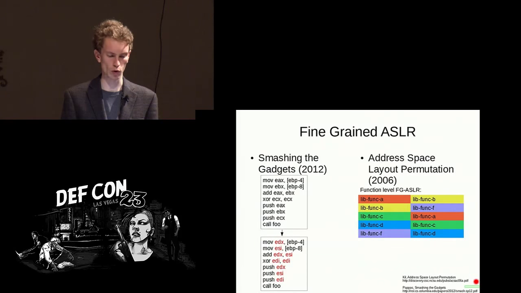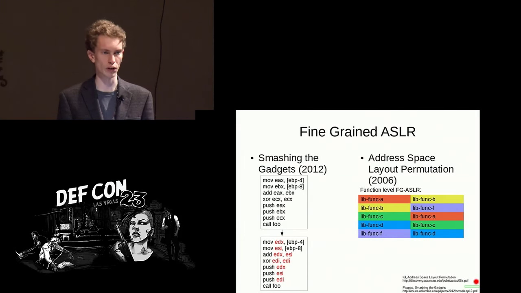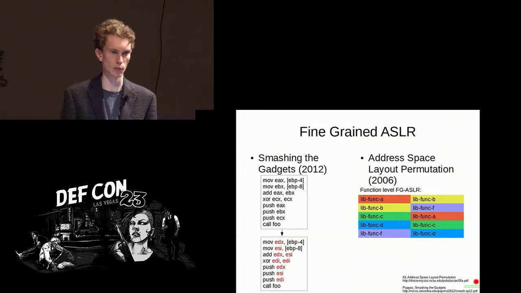And then a more recent paper called Smashing the Gadgets basically just does register recoloring. These two fragments of assembly are effectively complete. You're just doing alpha-equivalent swapping of your register allocations. This is absolutely equivalent code from the standpoint of the processor, which maps them to internal architectural registers anyway.